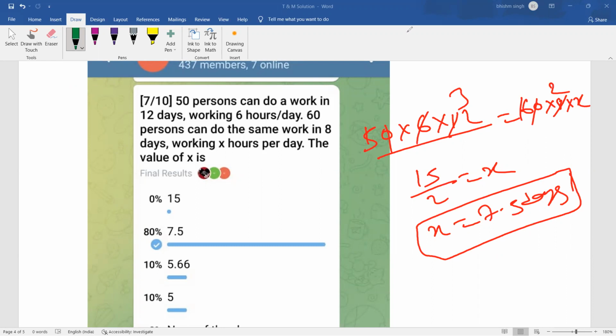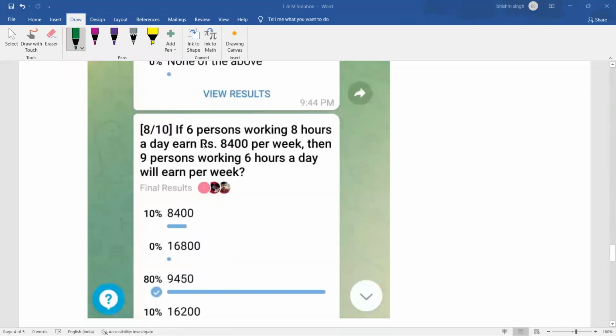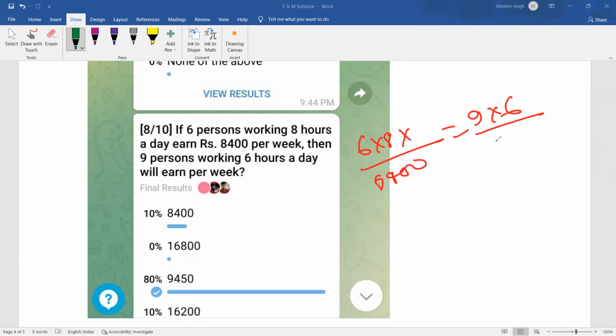So this is the eighth question. You see, if 6% working 8 hours a day earn how much? This is 8,400. Okay, 9% working 6 hours a day. So how much money does he get here?